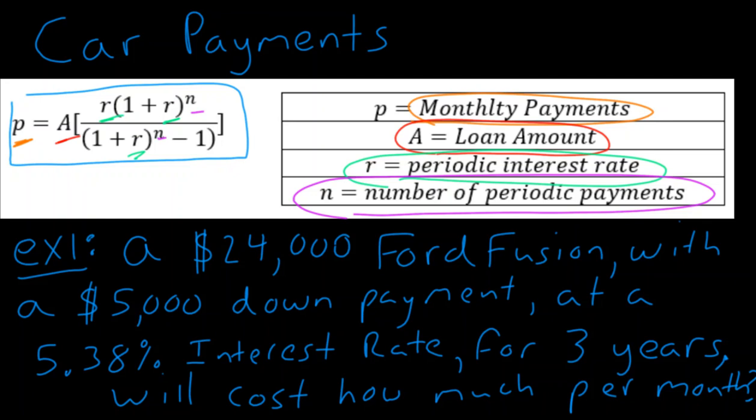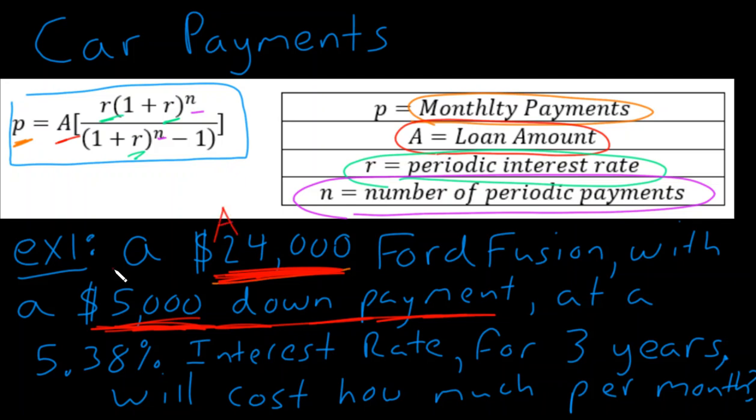So firstly, we see a $24,000 Ford Fusion. Notice, I have my loan amount in A, and I'm actually also going to highlight in A, our loan amount, the $5,000 down payment. Alright, what does a down payment do? Well, it decreases the original loan amount by that amount. So we're actually going to have to subtract these two, and we'll do that in just a second. But let me go ahead and put that as an A.